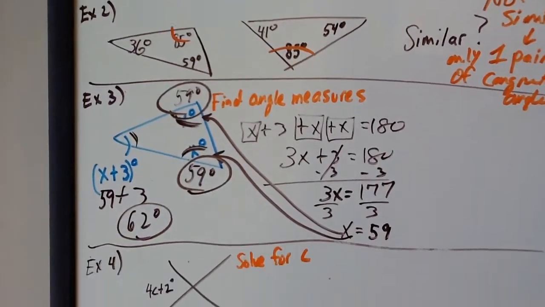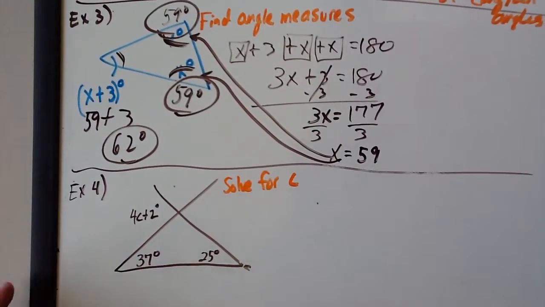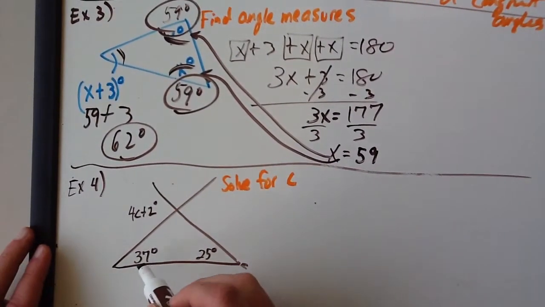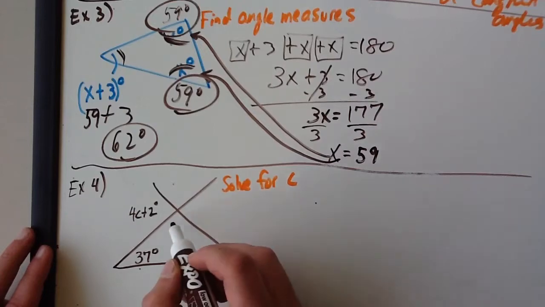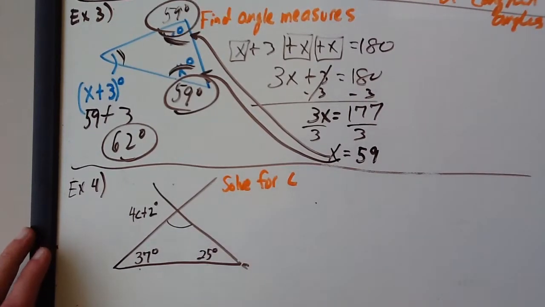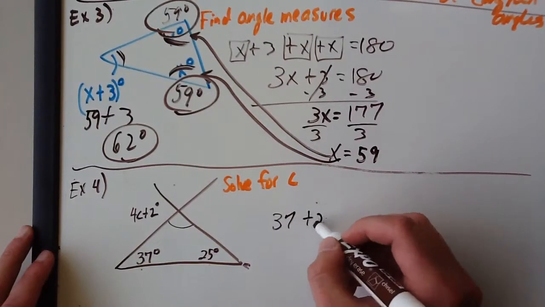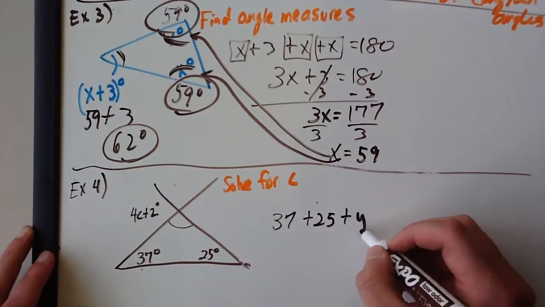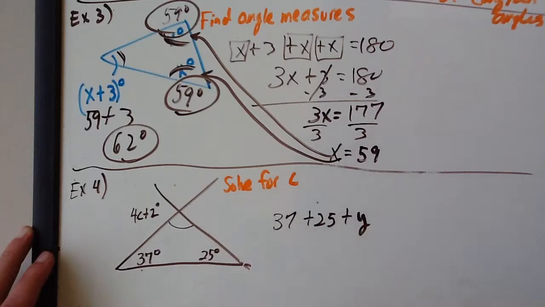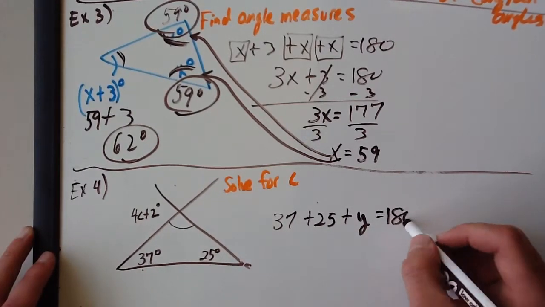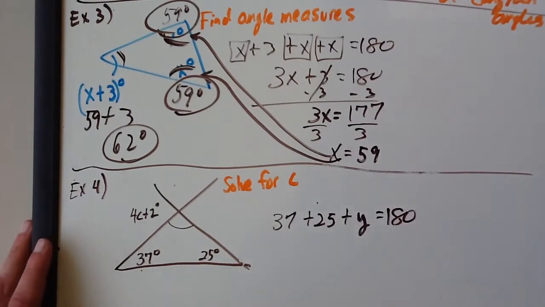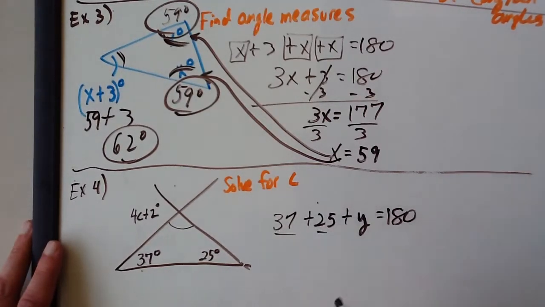Last example looks like this. I have this triangle, and inside the triangle I'm given 37 degrees and 25 degrees. Well, what's this angle going to be? That angle is going to be 37 plus 25 plus something, let's just call it y for now. If you add those three angle measures together, you should get 180 because that is the sum of the measures of the angles in a triangle. Add your constants.